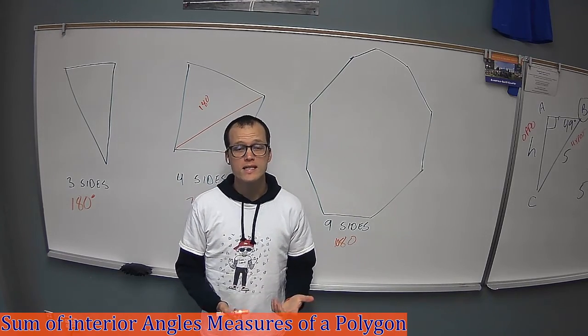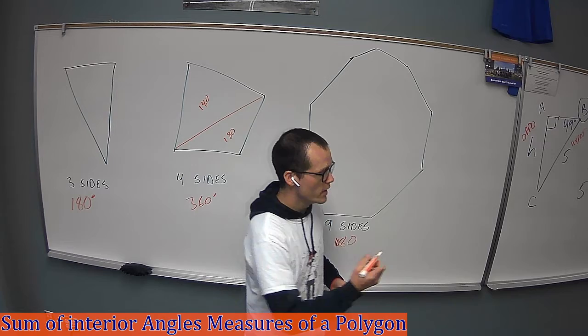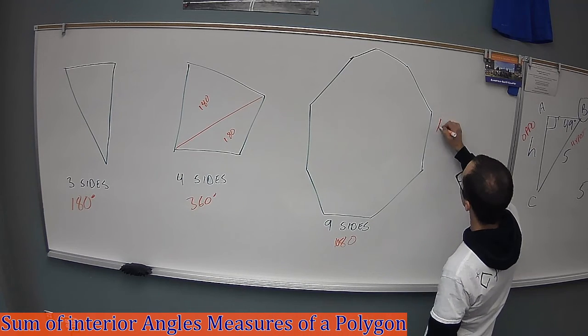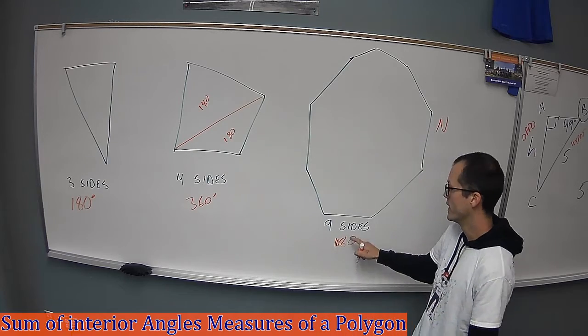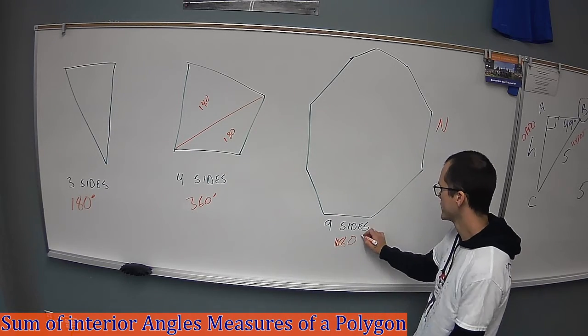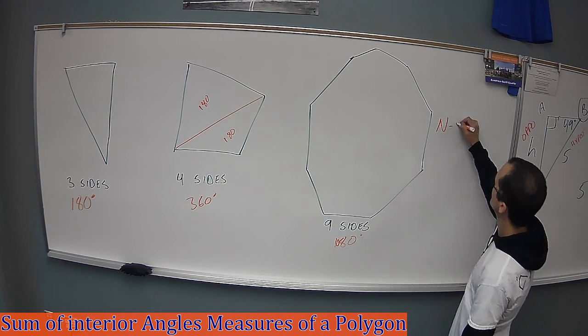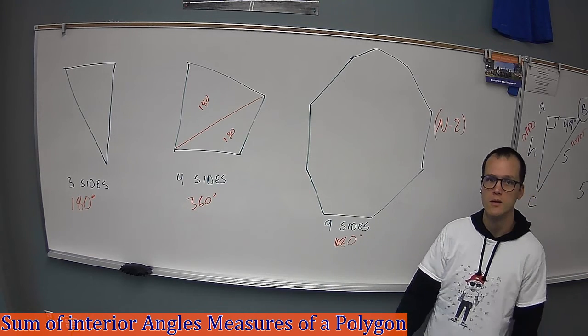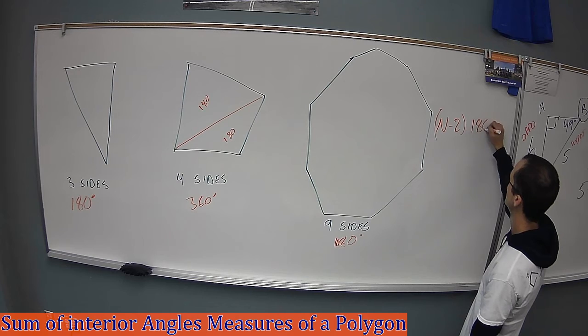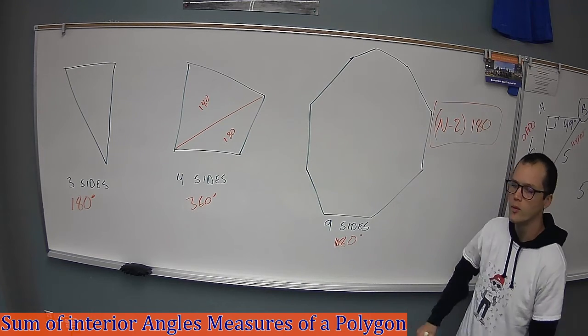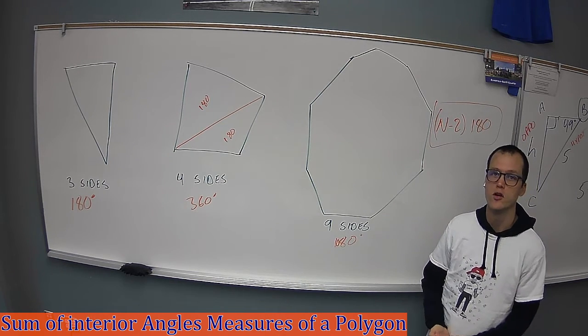So all you need to do, and we can verify it with these three, is if you have the number of sides that your polygon has, for example, it's either 3 or 4 or 9 or whatever you're working with, you take that number, you subtract 2 from it, and then you multiply that by 180. This is the formula to find the sum of all the interior angles of a polygon.